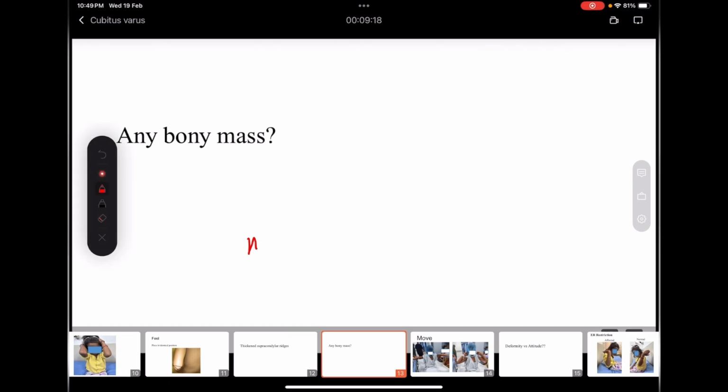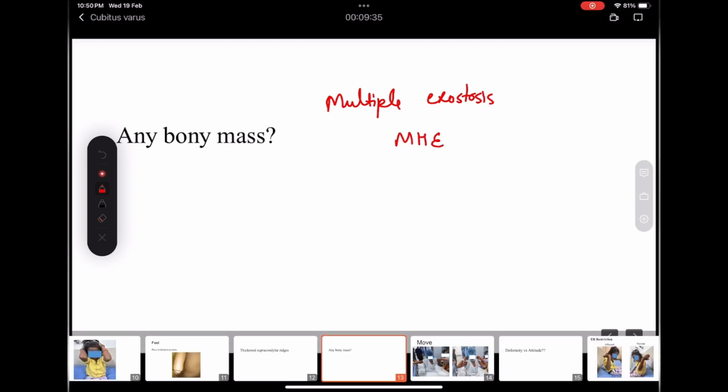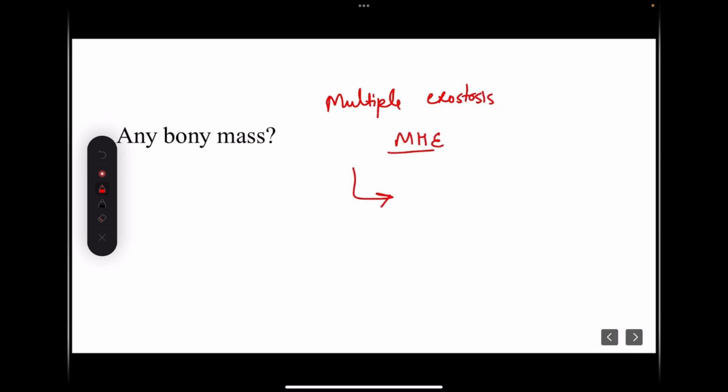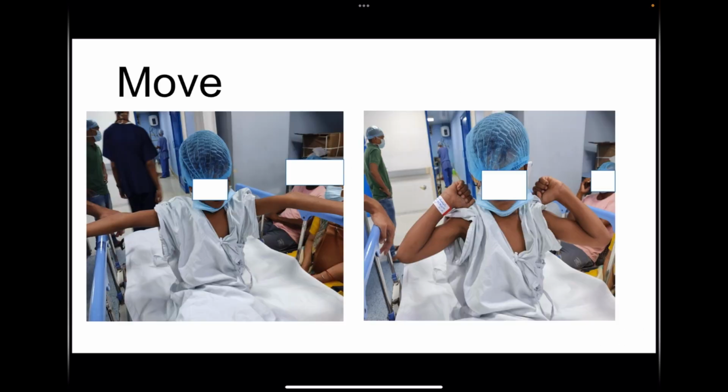Now coming to feeling for any bony mass around the elbow. Why is it important? Because whenever a child has multiple exostoses around the joint, that could be found in multiple hereditary exostosis, which can also cause deformities of the joint, like cubitus varus or valgus, or genu varum or valgum. So that is very important to examine.